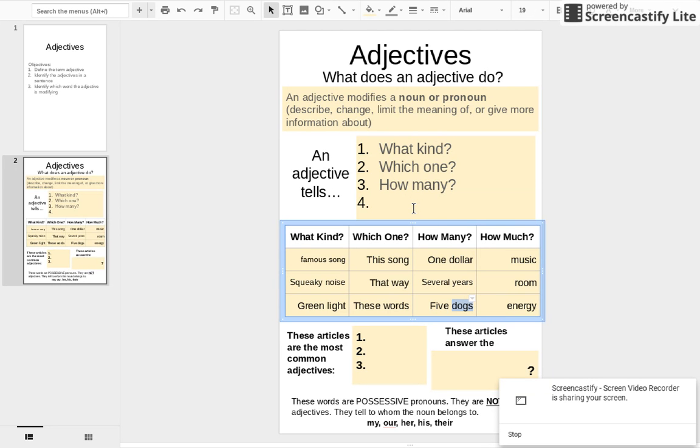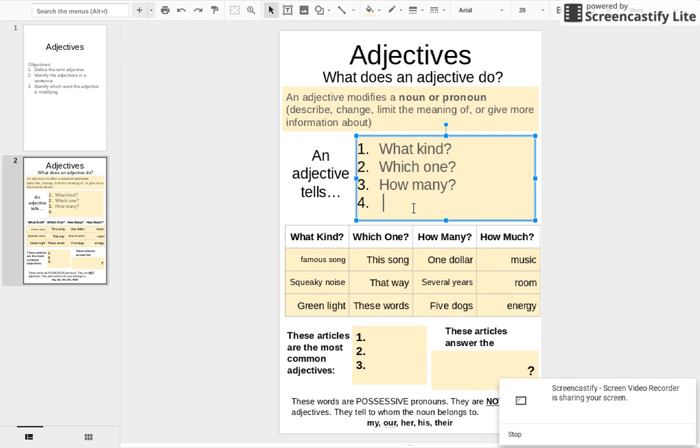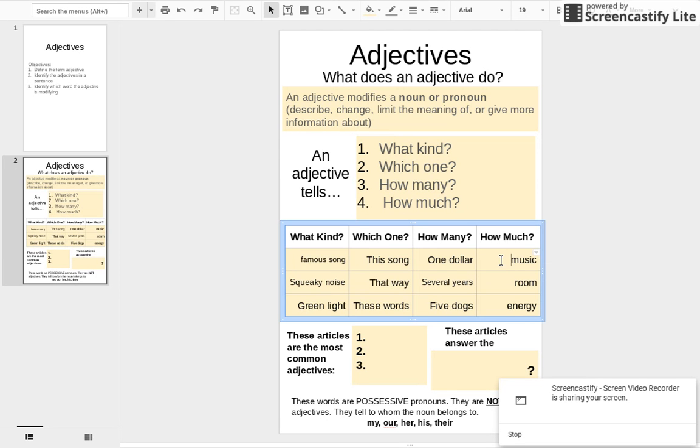And lastly, an adjective can also tell us how much of something there is. So for example, there's some music playing. How much music? Some. How much music did you download? Some. Or it could tell us that we have more room in the back seat. Okay, so there's more room there. How much room? More. More is an adjective describing or modifying the noun room.